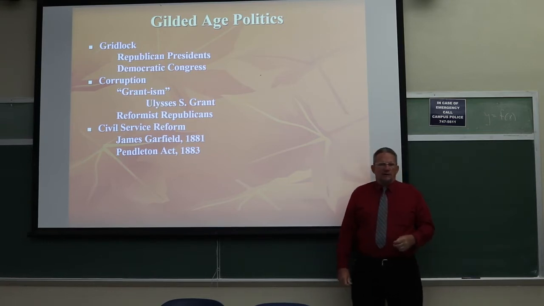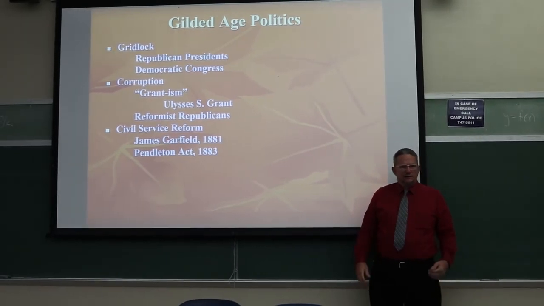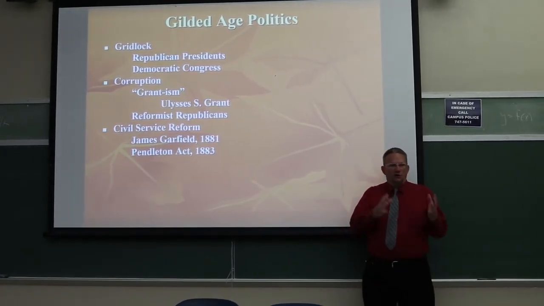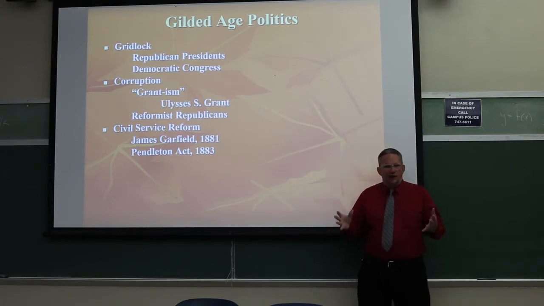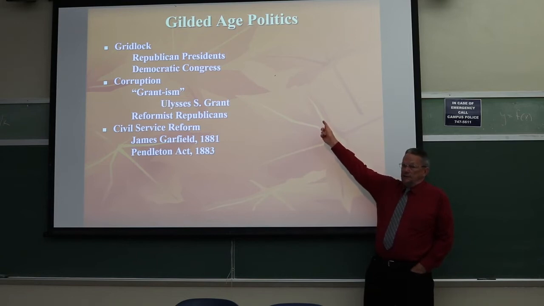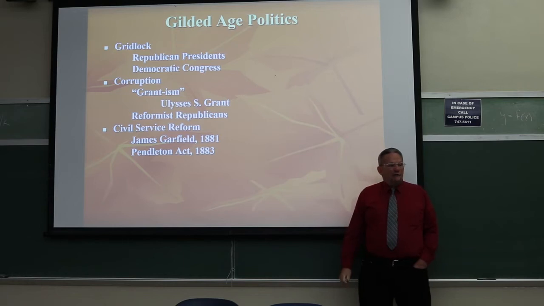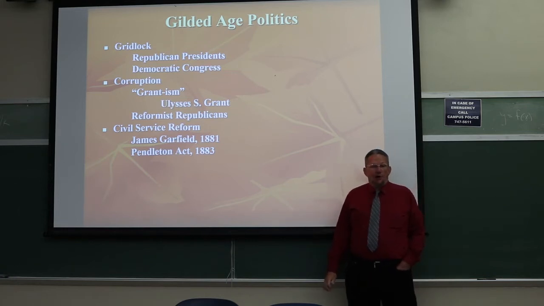Okay, so it's a bar to the passage of legislation because the president can veto bills from Congress, and they're on opposite sides of the spectrum. They have different agendas. So in the Gilded Age of the late 1800s, we had gridlock. We had Republican presidents, usually, not always, but usually, and a Democratic Party dominated Congress, usually.